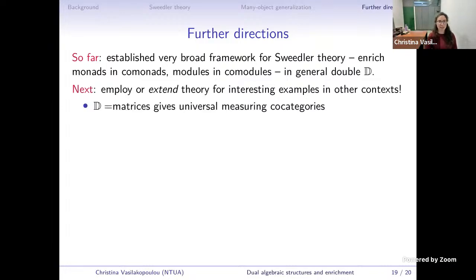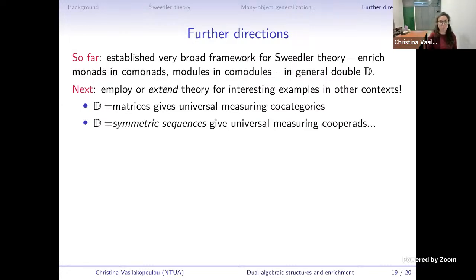Okay, in matrices, if we have D being V matrices, then we have the universal measuring co-categories, as I said before. Now, what I'm interested in currently is the double category of symmetric sequences. And the hope is that the machinery developed for a general D will give us something to be called universal measuring cooperads. So in symmetric sequences, it is very well known that monads therein are operads, okay?